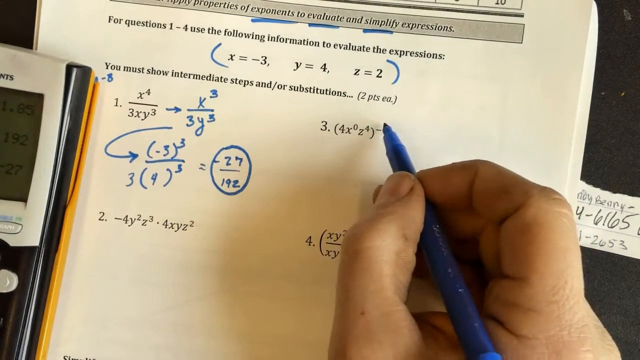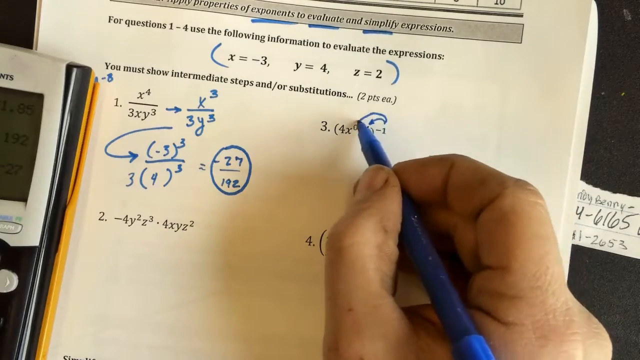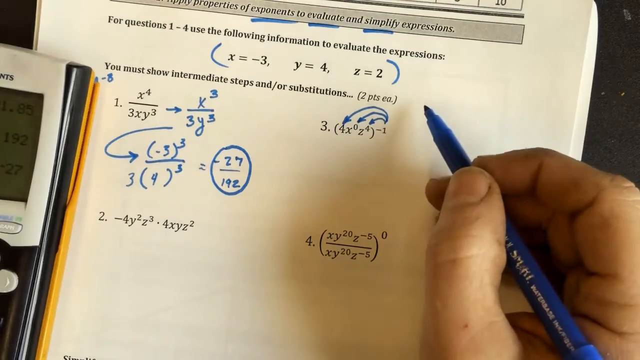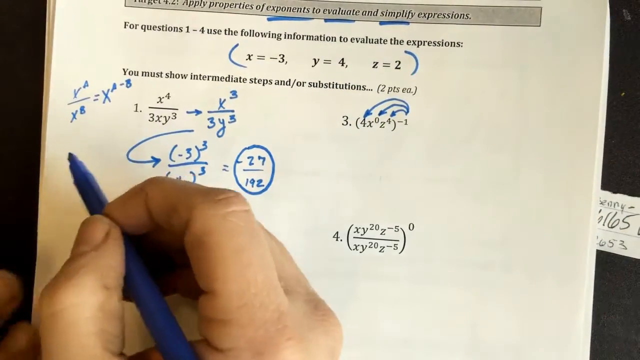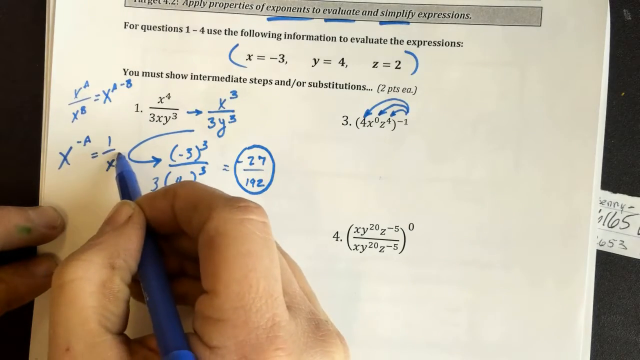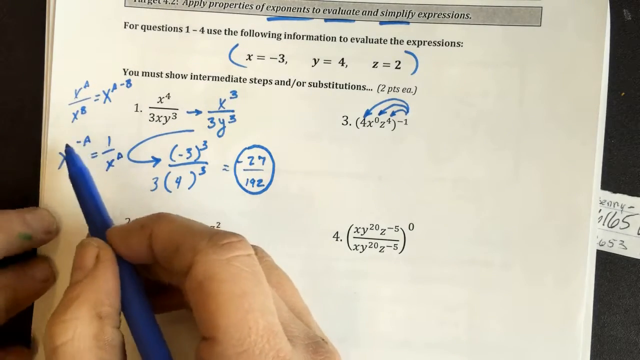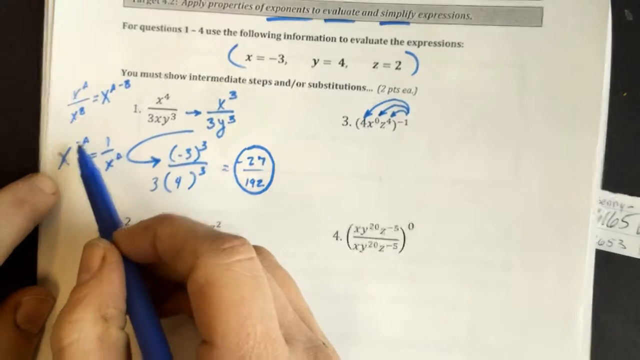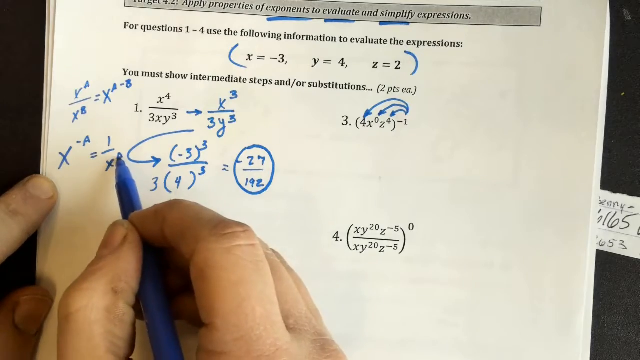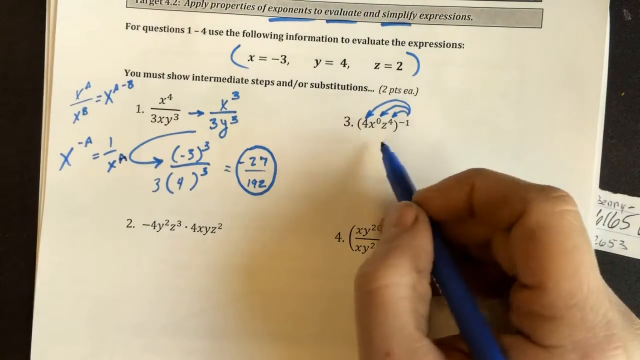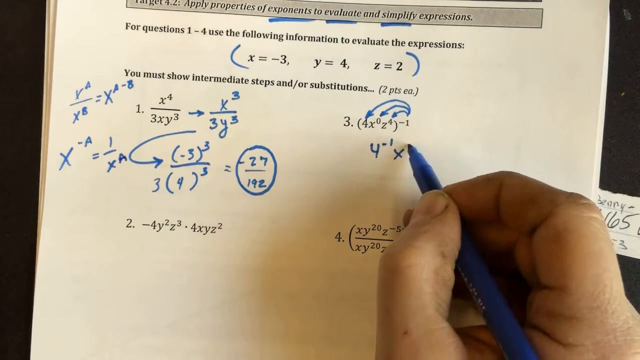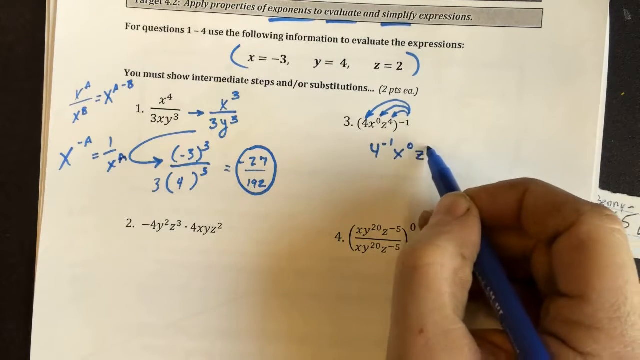Okay, here we go. Negative 1 gets distributed to each of these items. Let's remember the rule: x to the negative a is equal to 1 over x to the a. When the exponent is negative, it flips the whole thing to the denominator of a fraction. So we end up here with 4 to the negative 1, x to the 0, z to the negative 4.